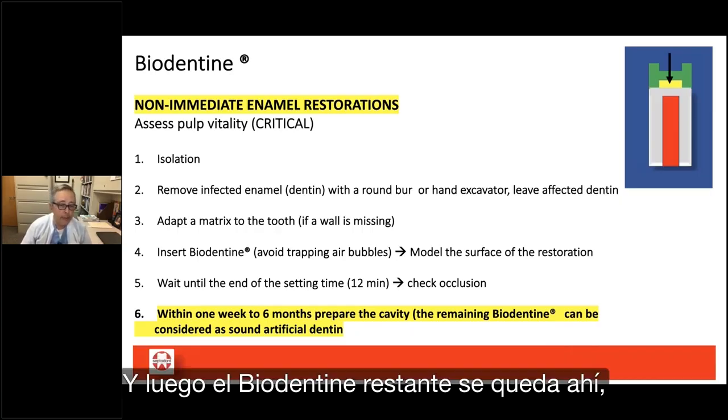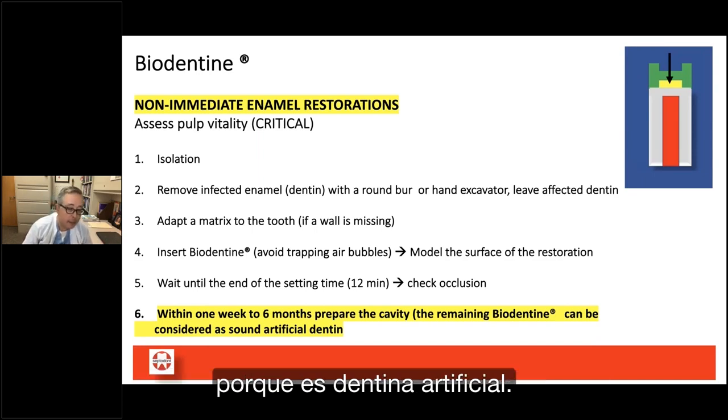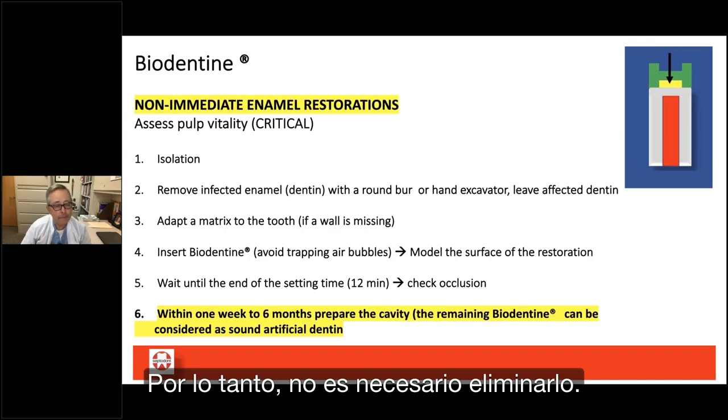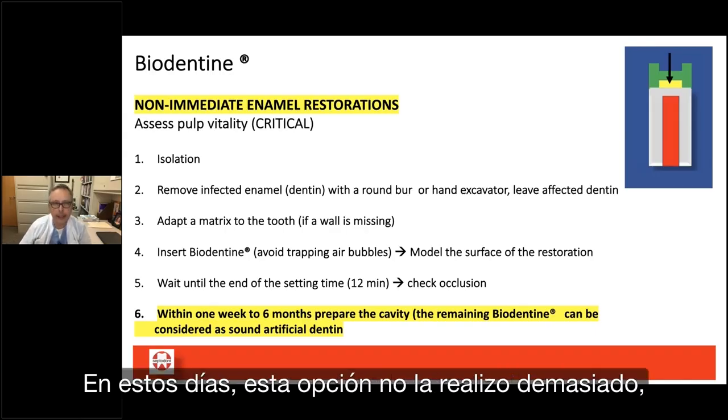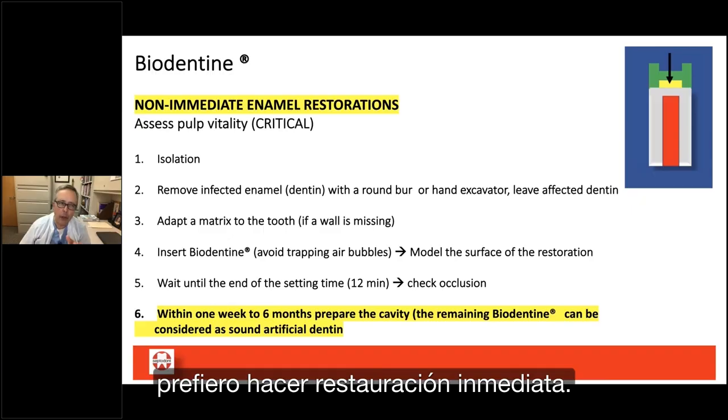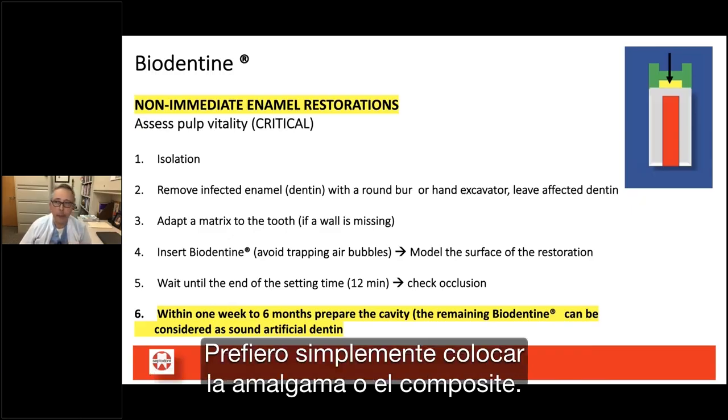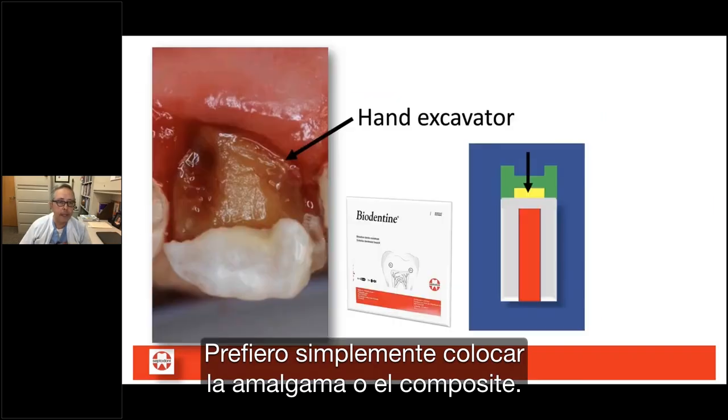And then the remaining Biodentine can just be left there, because that is artificial dentin. So you don't need to remove it. That's artificial dentin. These days, this option, I need to say, I don't do a lot. I prefer to do immediate restorations. I prefer to just place the amalgam or my composite. That will be the example.